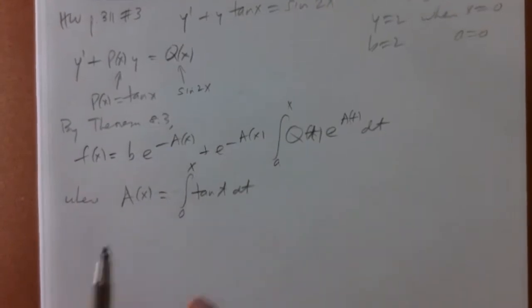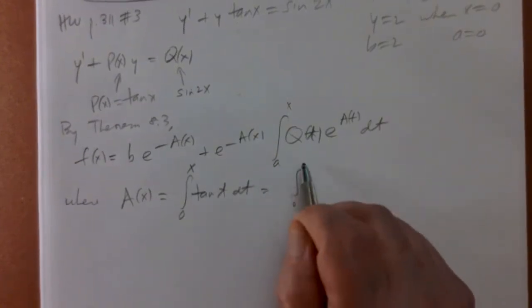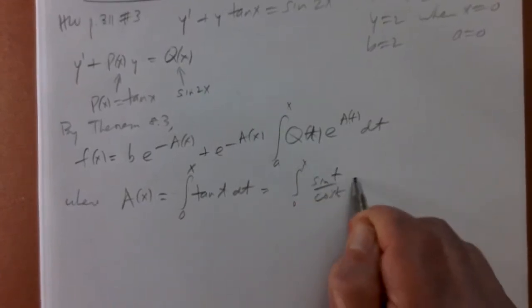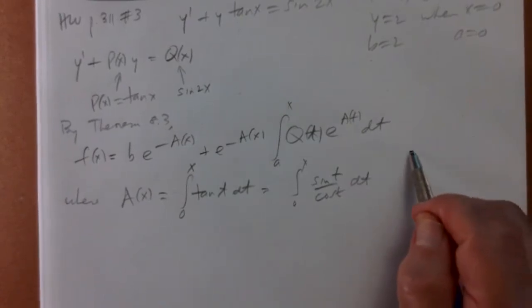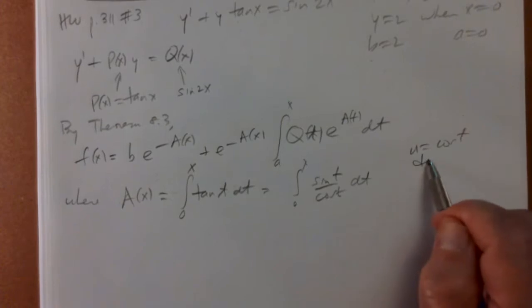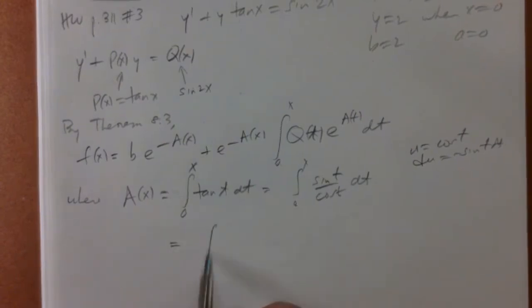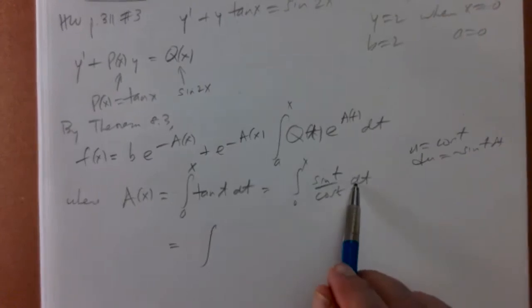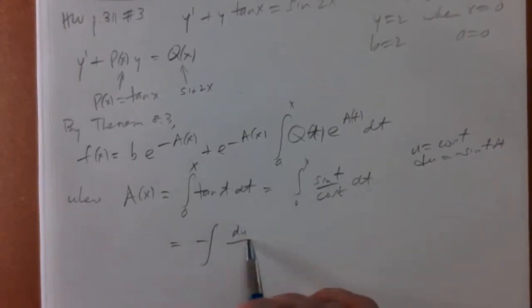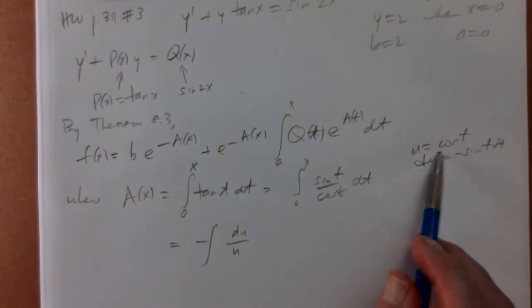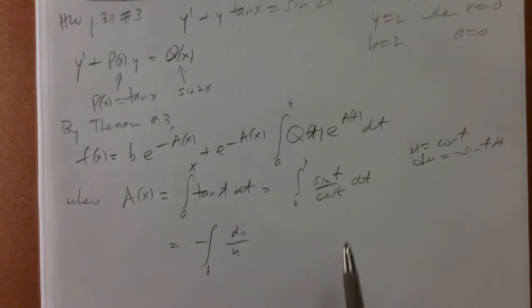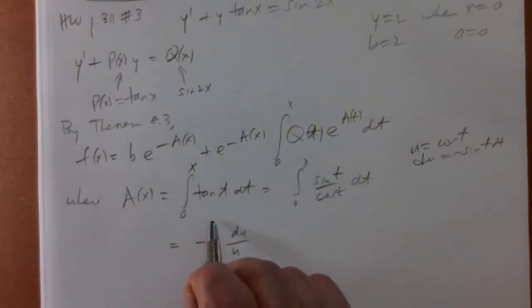So the first thing you need to do is calculate the integral of the tangent. So some people can remember these things. I never can. What is the tangent? It's sine t over cosine t dt. So if we make the substitution, u equals cosine t, so du/dt is minus sine t. This is equal to the integral, sine t dt is minus du over u. And when t is 0, cosine of 0 is 1. When t is x, this is cosine x.